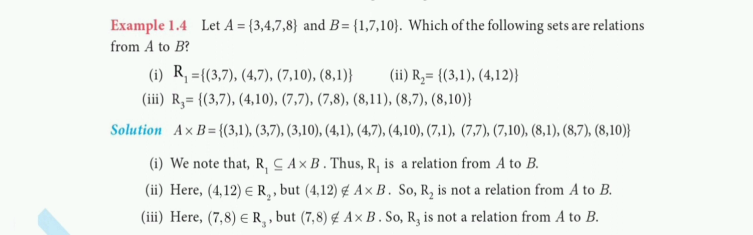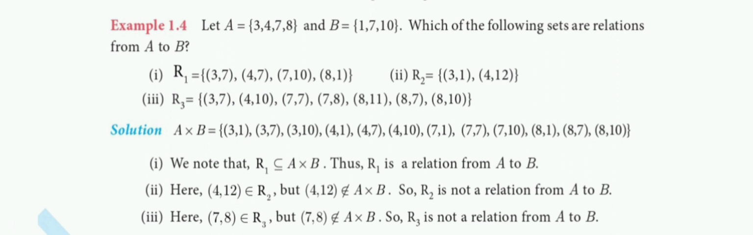That means we should know the meaning of relation and Cartesian product. Relation means just a subset of the Cartesian product. So we have to first check whether these three relations are subsets or not. If they are subsets, we can conclude that the respective relation is a relation from A to B. Otherwise, they are not relations from A to B.